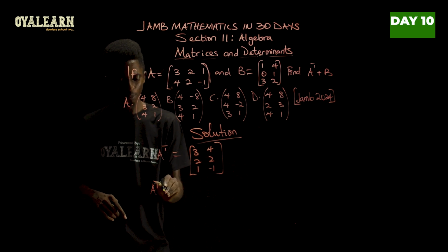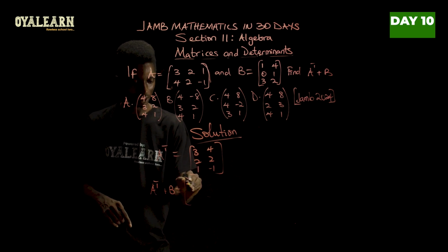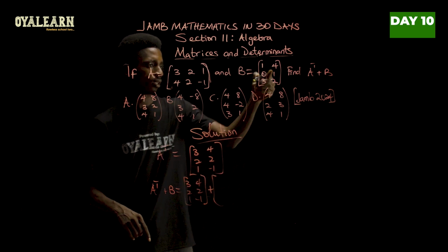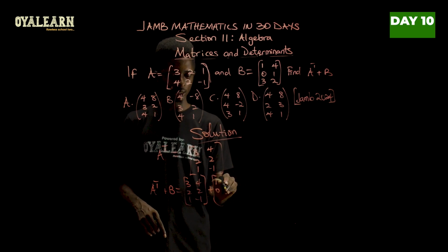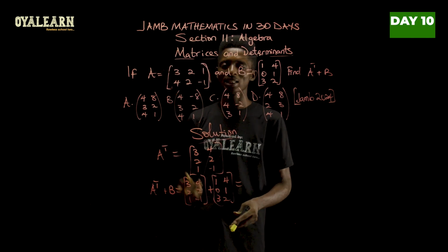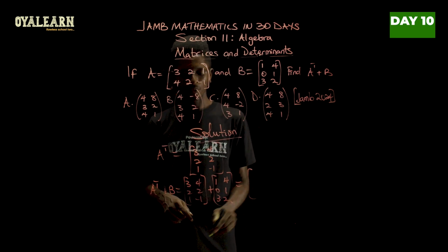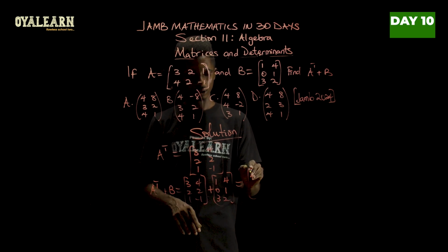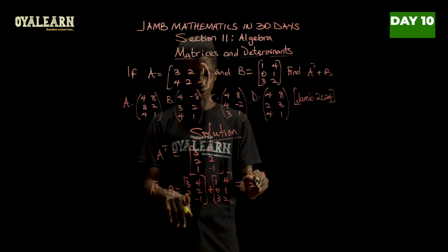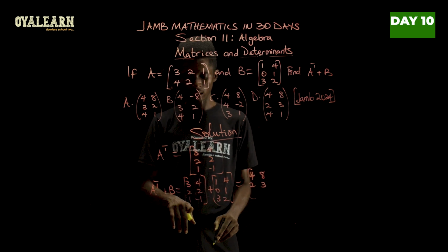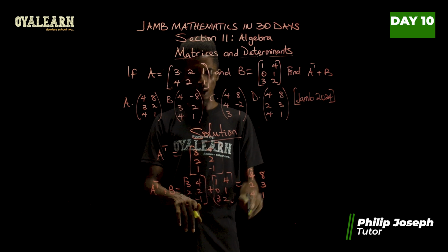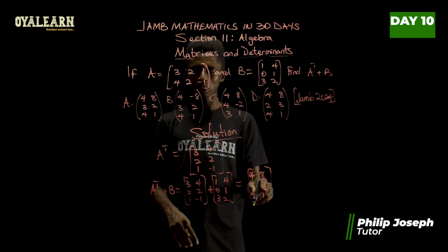So transpose of A plus B implies that we are having this 3, 4, 2, 2, 1, and minus 1 plus the elements in B, which is 1, 4, 0, 1, 3, and 2. So when you're adding matrices like this, we add the corresponding elements. So 3 plus 1 would give us 4. 4 plus 4, that is 8. 2 plus 0, 2. 2 plus 1, 3. 1 plus 3, 4. Minus 1 plus 2, that is 1. So what we have here is 4, 8, 2, 3, 4, 1.